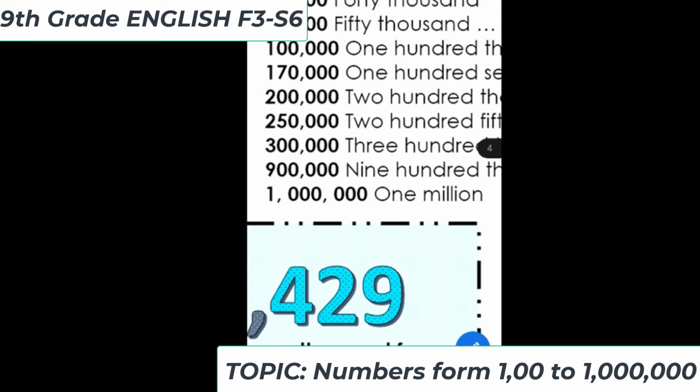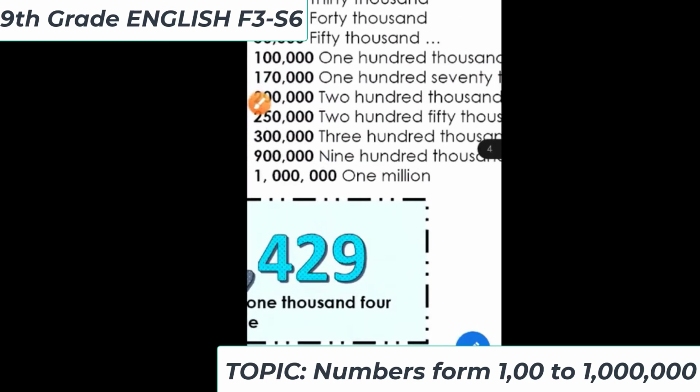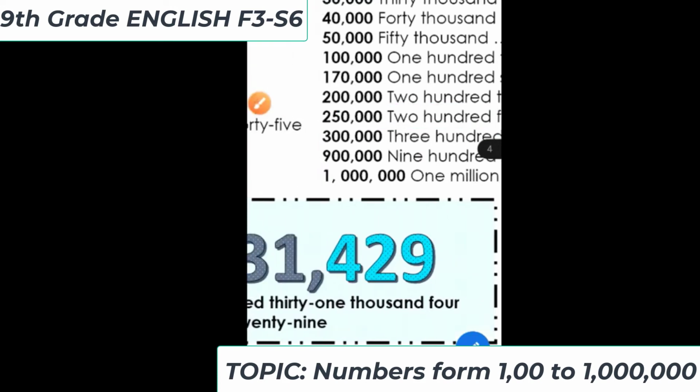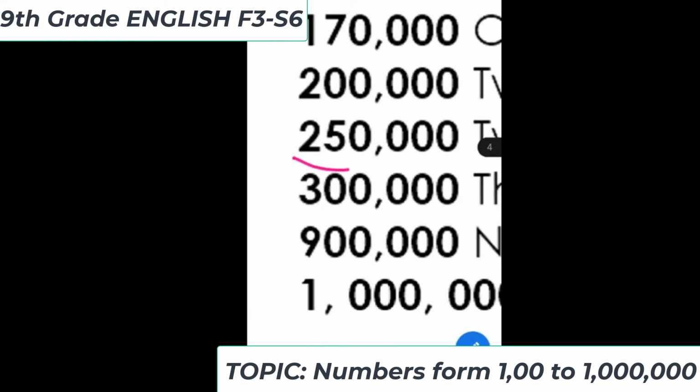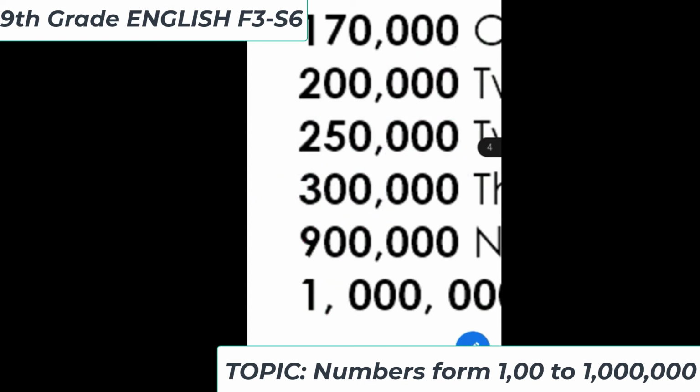Now, let's continue with this one. 30,000. 40,000. 50,000. 100,000. 170,000. 200,000. 250,000. Yes, again you have to say the number. The comma indicates thousand and say this number. How do you say this number in English? 250. The comma indicates thousand, and since here you got zeros, you say nothing. Okay? 250,000, and that's it.